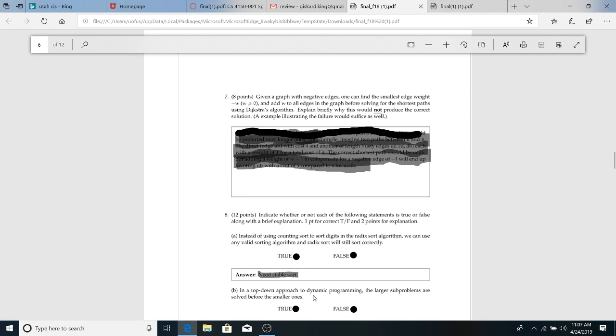So the larger subproblems are solved before the smaller ones, so this should be false. I mean, we start with a bigger problem, but we're going to break it down into smaller ones, solve those, and using the smaller solutions, we're going to figure out the answer to the big one. Okay, cool. That one's false.